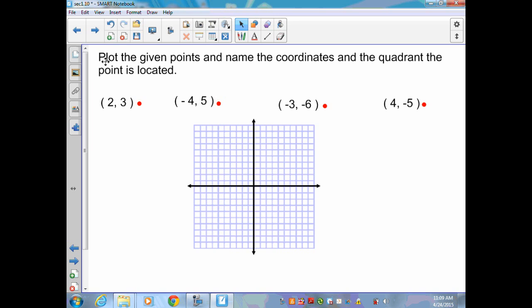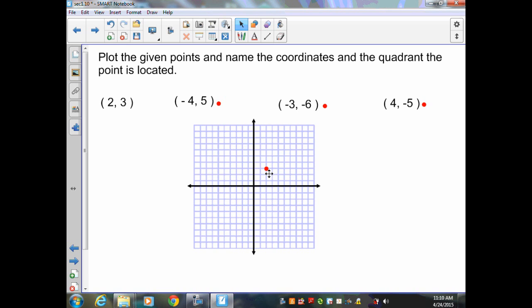Let's do an example. Plot the given points and name the coordinates and the quadrant the point is located. My first one is 2, 3. My x is 2, my y is 3. So I go to my origin, I move 2 units right, and then up 1, 2, 3 units. That ordered pair is in quadrant 1. And they also want me to name the coordinates. This is my x-coordinate. This is my y-coordinate.